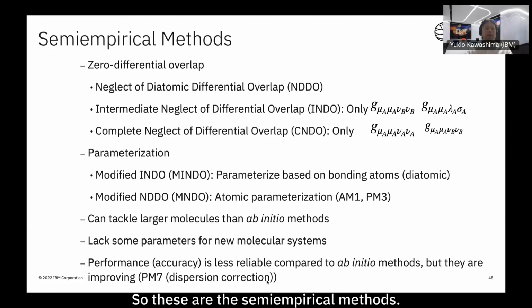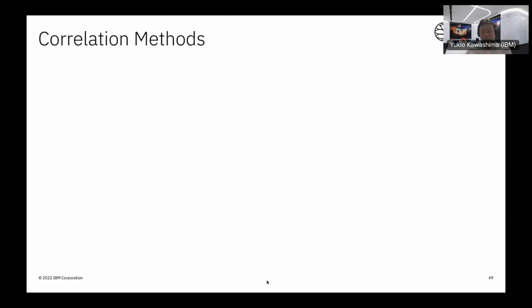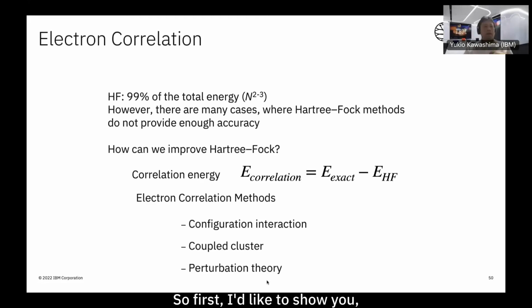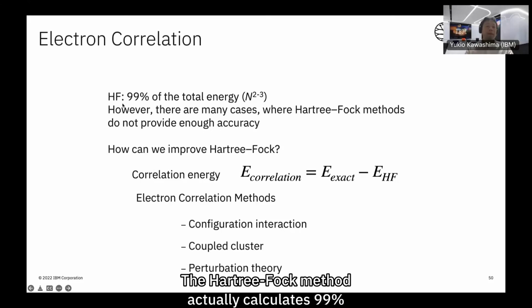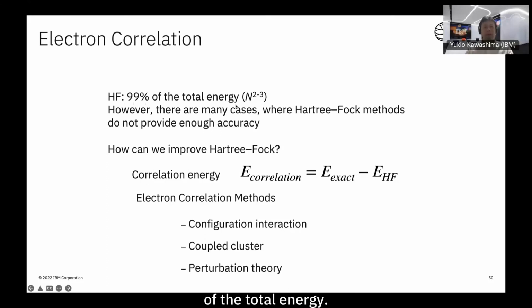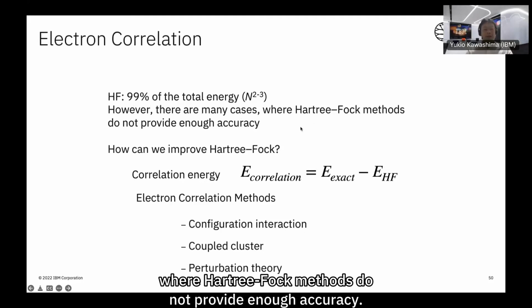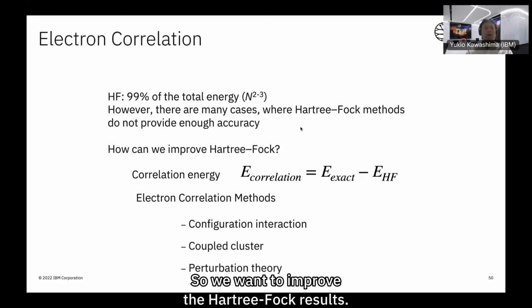So these are the semi-empirical methods. Now I'd like to move on to talk about the correlation methods. First, I'd like to show you how good Hartree-Fock did. The Hartree-Fock method actually calculates 99% of the total energy, so it's not actually doing that bad of a job. However, there are many cases where Hartree-Fock methods do not provide enough accuracy, so we want to improve the Hartree-Fock results.